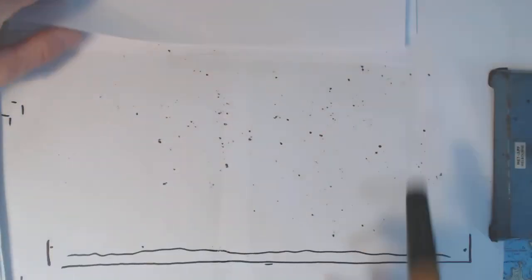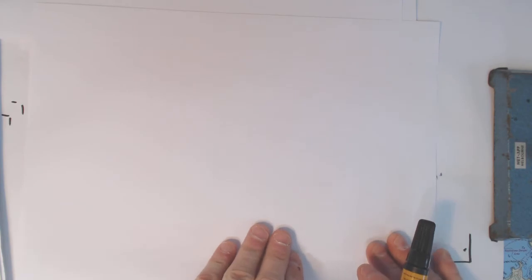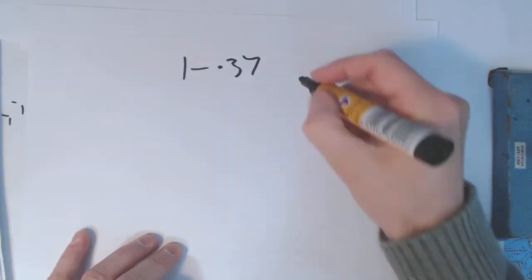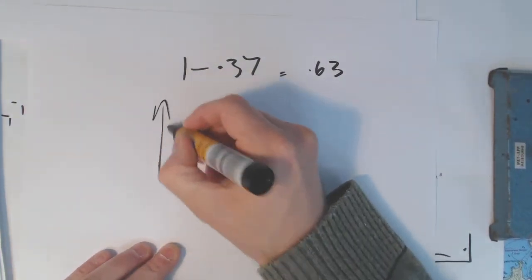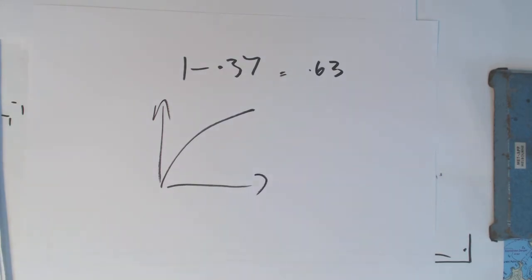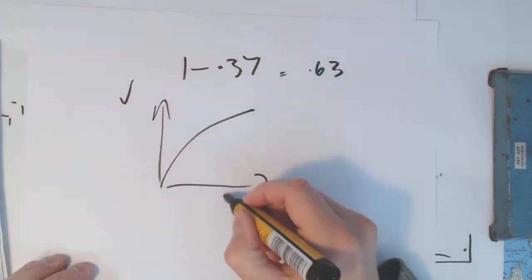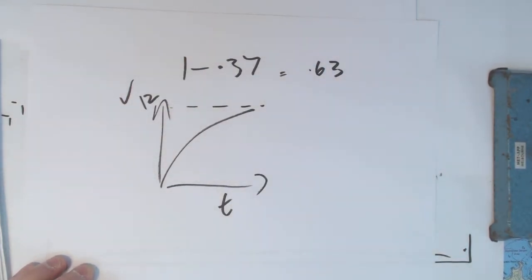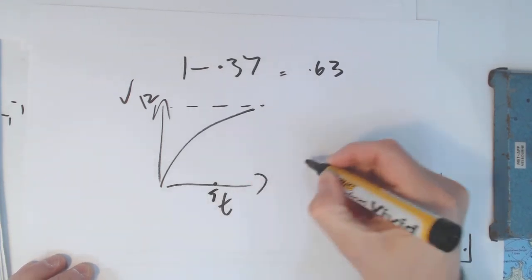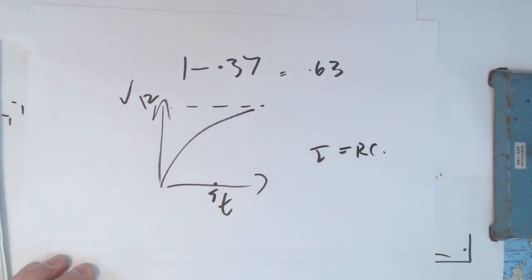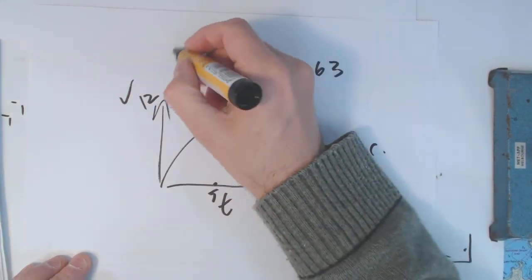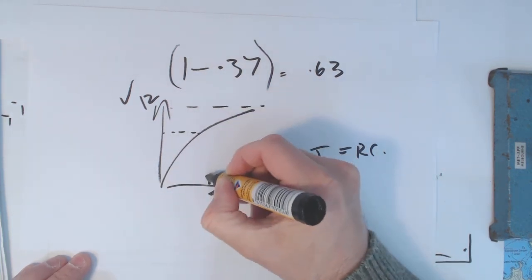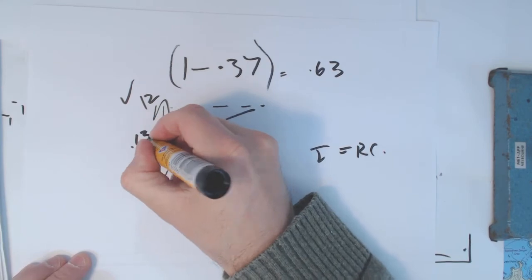Now, the other number that's really important is 1 minus 0.37, which is 0.63. This is useful for graphs like this. This could be the charging graph, we've got voltage over time. It's charging up to the 12 volts. This is like an asymptote, getting closer and closer. You want to know after 1 time constant, where things are at? Time constant being RC. After 1 time constant, it's going to be at 1 minus 0.37 or 0.63 of its final value.